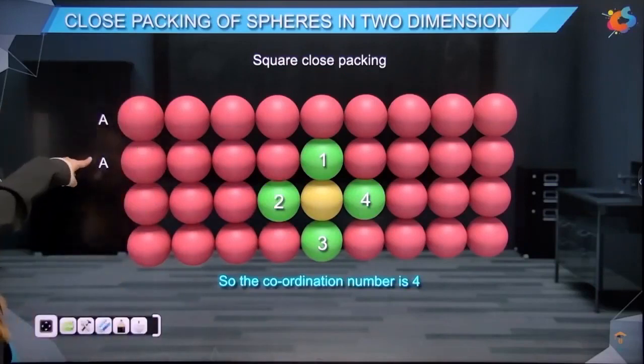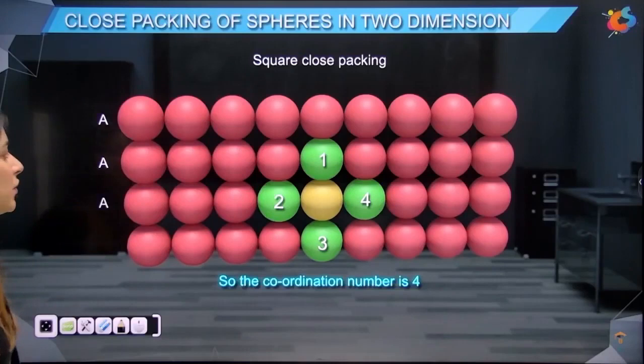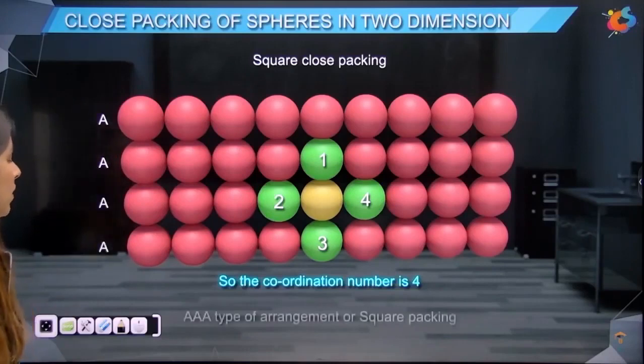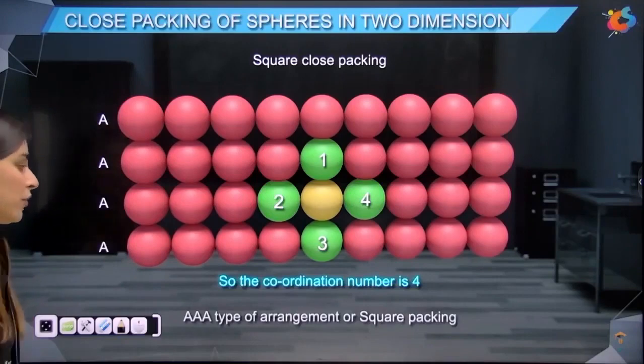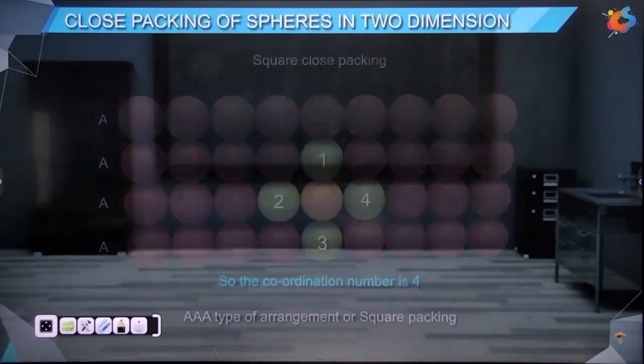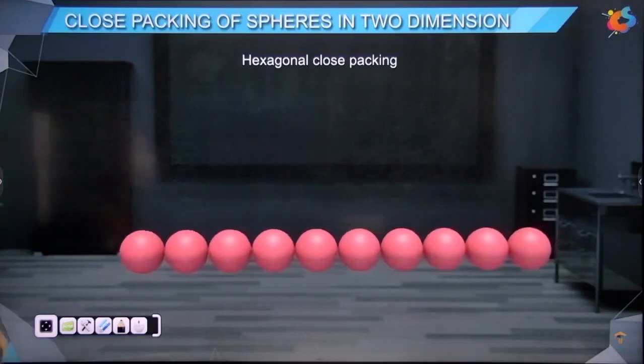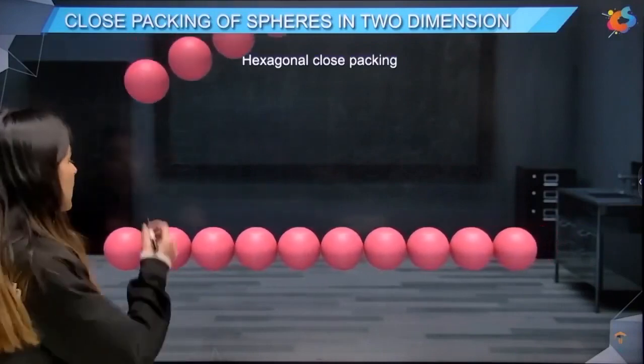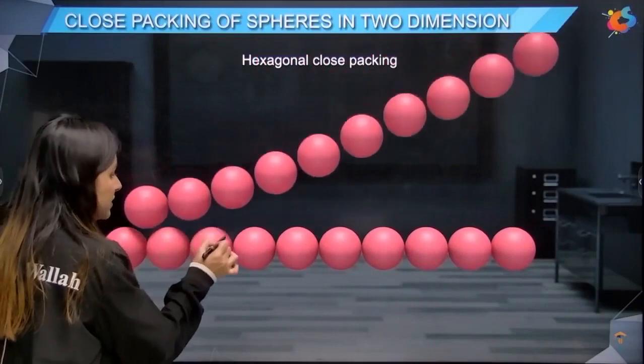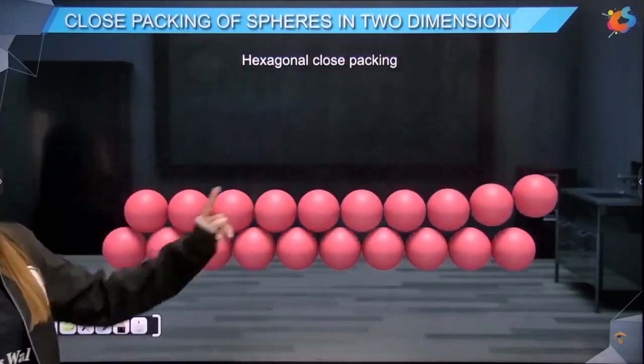And this is AAA type of layering. That is the reason we call it AA type of layering. AAA type of arrangement in square packing, right? Yes, perfect. Now let's talk about hexagonal. What will happen in 2-dimensional hexagonal? The second layer will come and sit in the depressions. Yes, it is sitting in the depression.